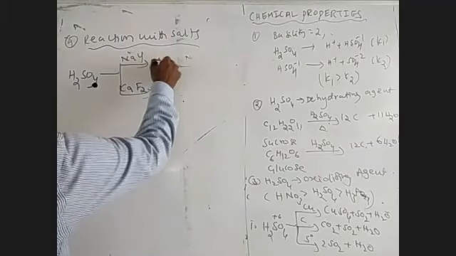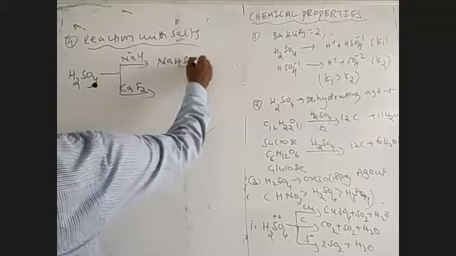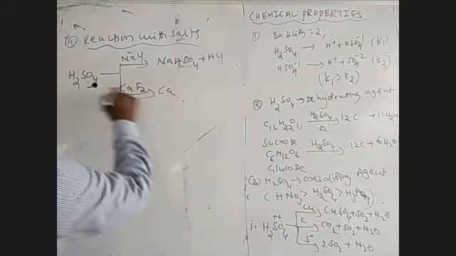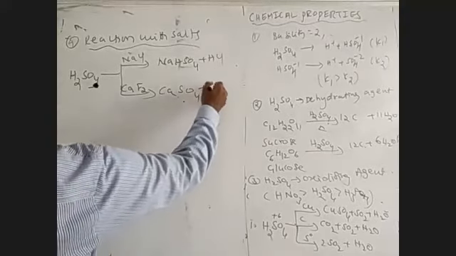To produce a compound, NaHSO4 plus HCl is produced. H2SO4 reacts with NaCl to form NaHSO4 plus HCl. When it reacts with CaF2, it forms CaSO4 plus HF.